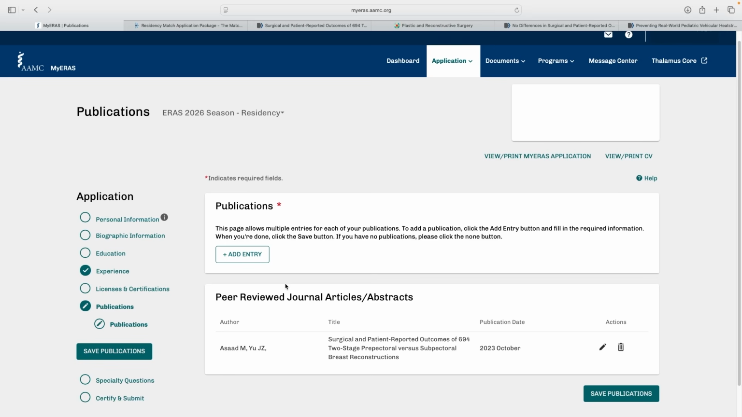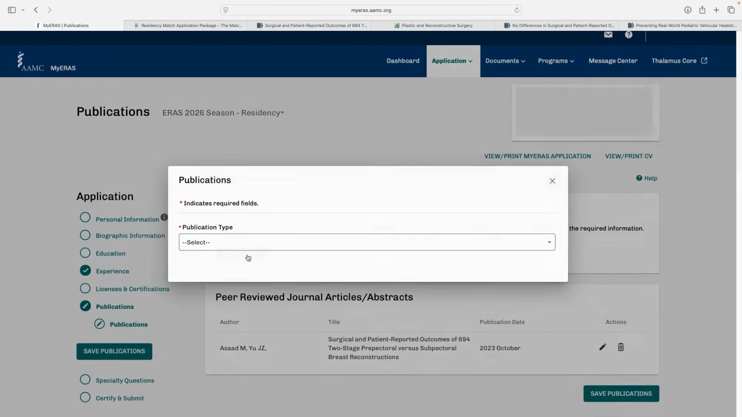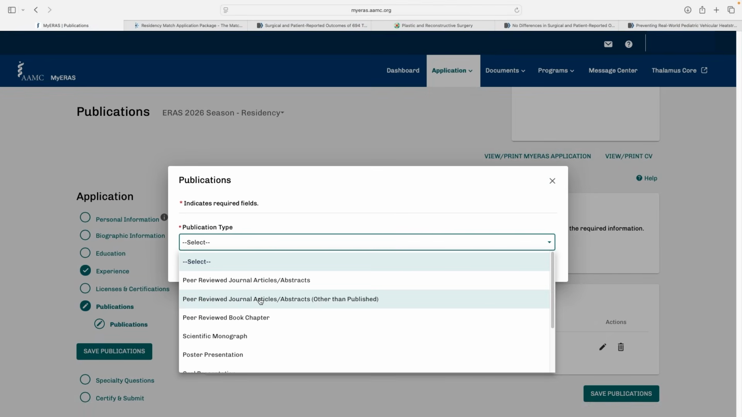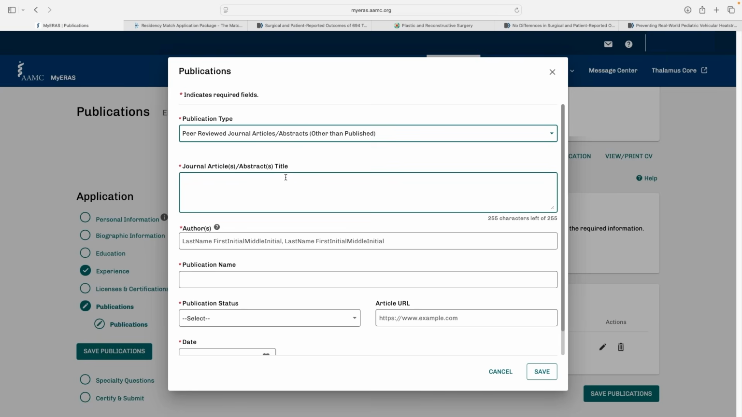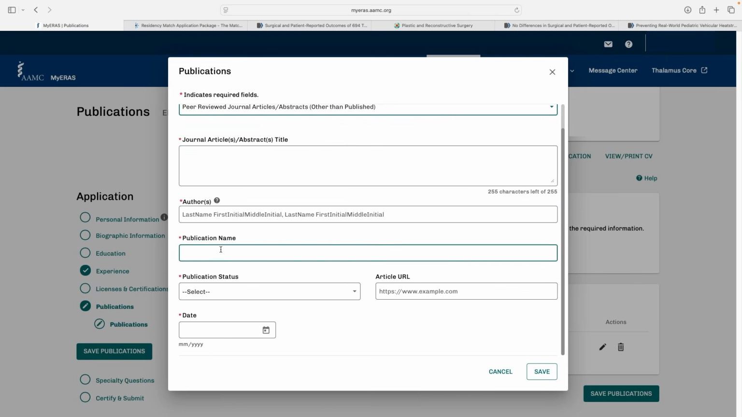I'm explaining all that to you so you know how to put things in the right way. So that is for published. So now let's go to another category, which is other than published. So let's click on this one here, and you can fill it the same way: the title of the paper, the authors, the journal name, the article URL, the date. But then let's check this publication status and talk about the differences between them.